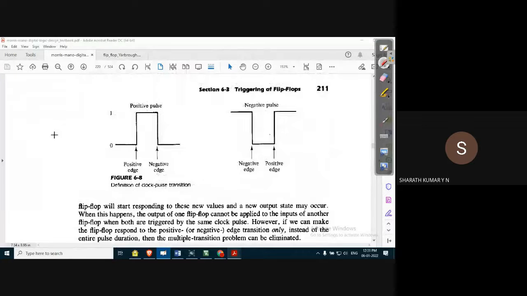Generally what happens is, let us take a simple AND gate. Let us say we apply a clock pulse to one of the inputs. One input is continuously high, and the other input is low. This is logic 1 and this is logic 0. Output will be logic 0.